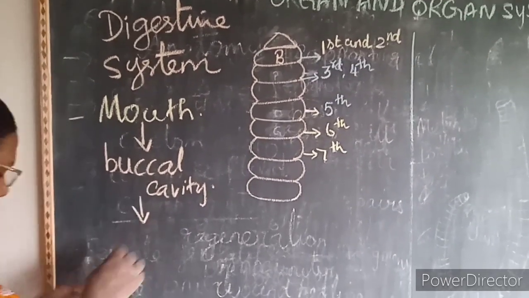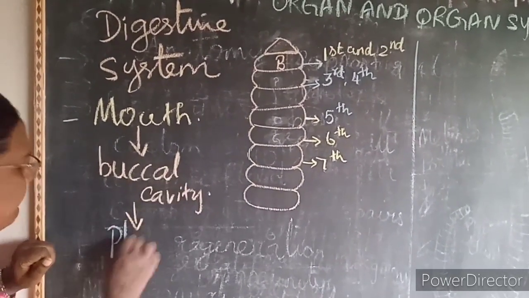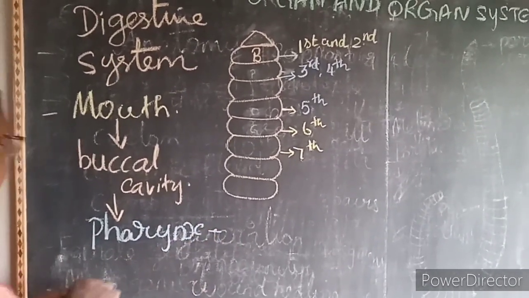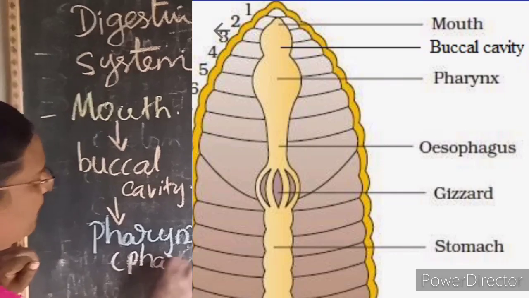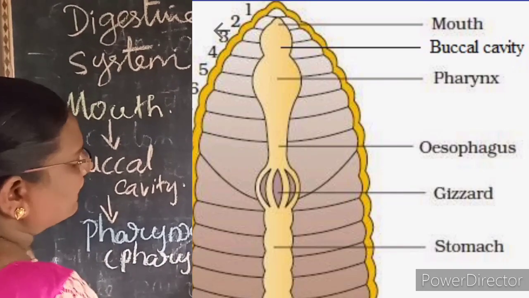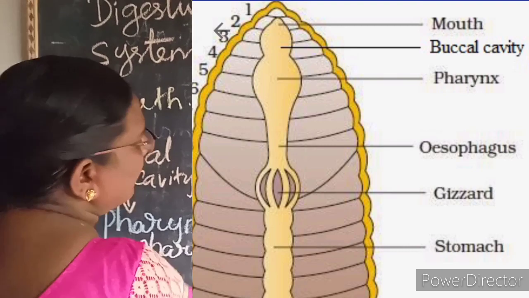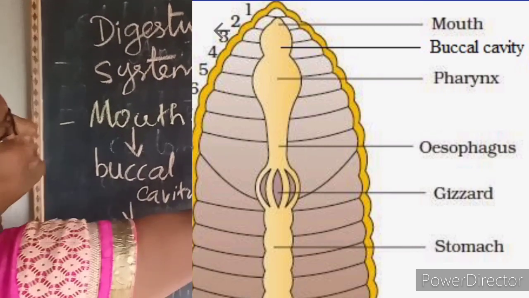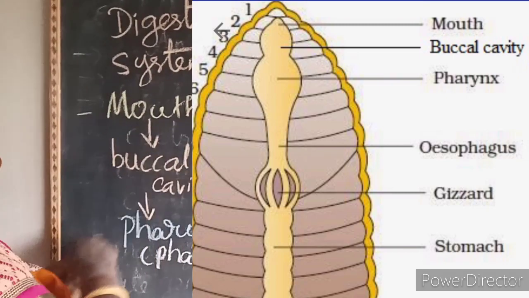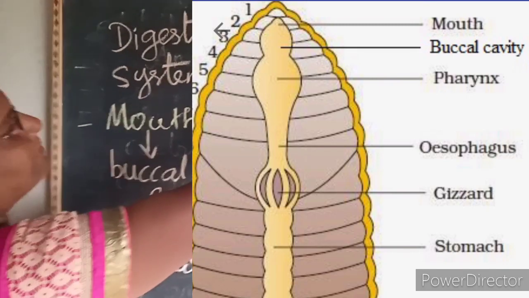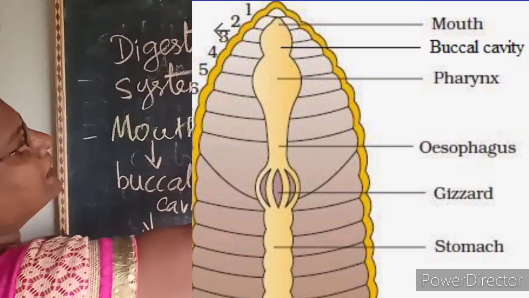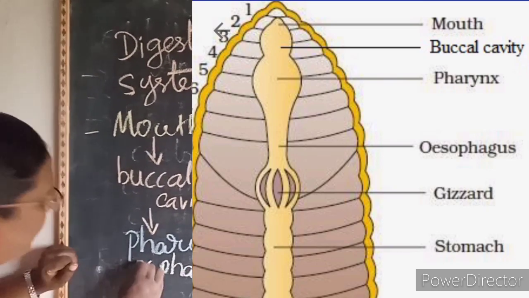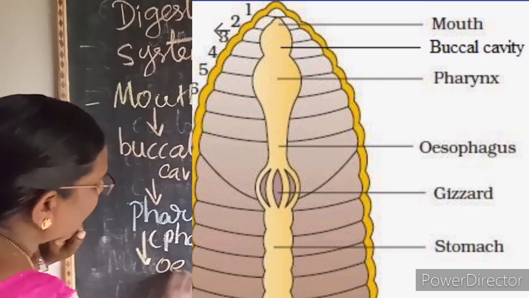The buccal cavity leads to the pharynx. The pharynx is covered by the pharyngeal gland or salivary gland, present between the third and the fourth segment. See here, in the first and second segments the buccal cavity is present, and in the third and fourth the pharynx is present. The pharynx leads to the esophagus.